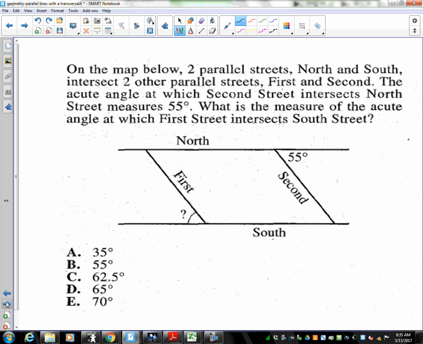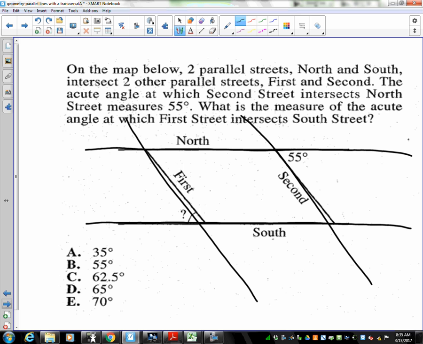Now, this one says on a map below that you have two parallel streets, north and south. Okay, so we have north and south. Let me draw these out. Those are parallel. Intersect two other parallel. Okay, so they're all parallel. So I'm going to just extend all of them. So all of them are parallel. Therefore, you have lots of relationships with these angles. So we're going to find this angle in a minute, I guess.